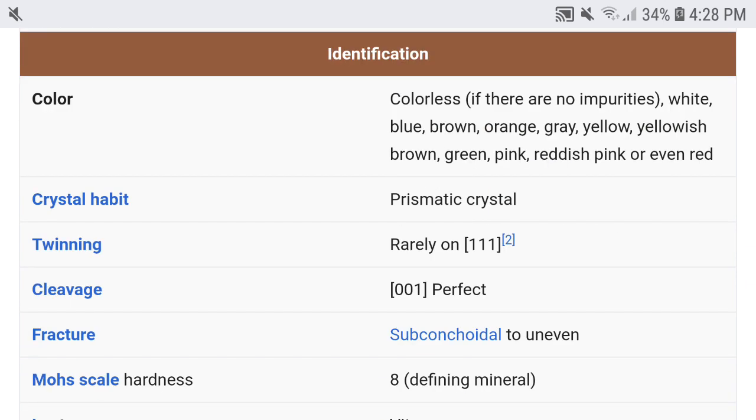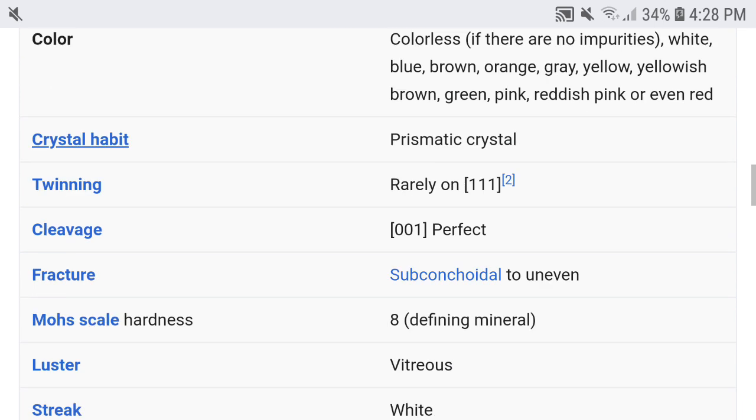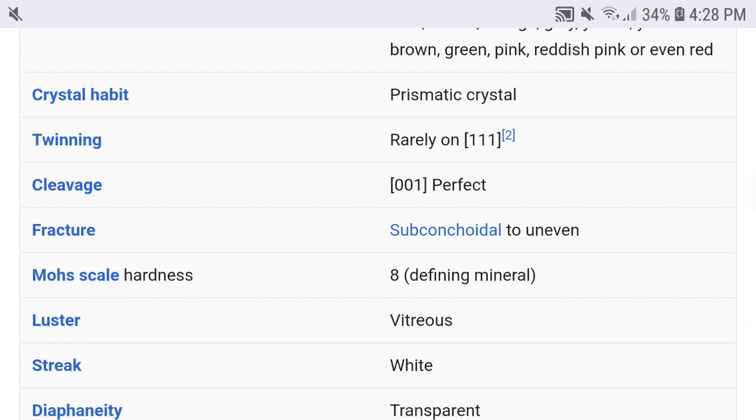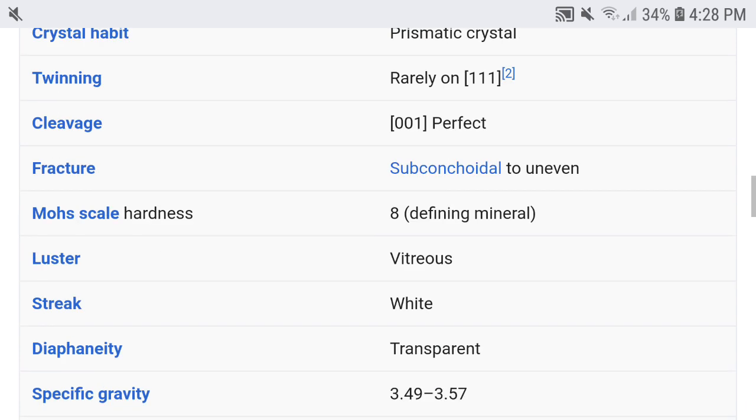Crystal habit will be prismatic crystal, twinning will be rarely, cleavage will be perfect. Fracture will be subconchoidal to uneven, Mohs scale will be 8, defining mineral. I don't know what defining mineral is, but 8 is kind of average. By average, I mean from the previous minerals that we have seen, I feel like 8 is the middle number there. Because we have the one that is low, like I think 4 or 5, and we also have as high as diamond, which is 10, and then there's also 9 like ruby and sapphire. So you know how it is, there's like the middle number.